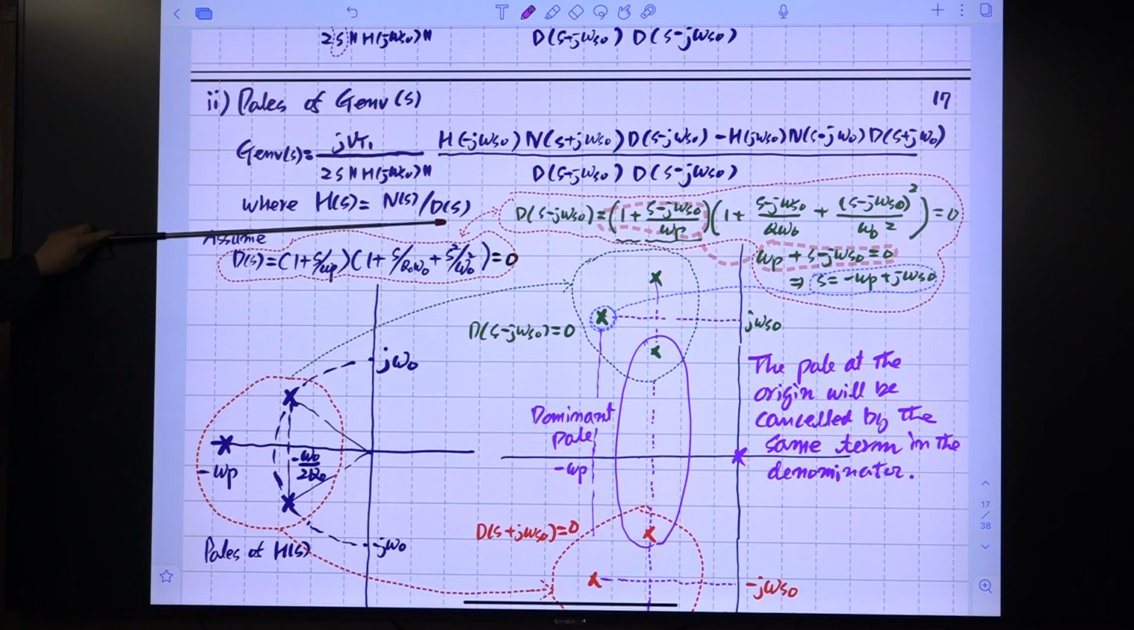Assume H(S) is known and expressed like this: N(S) divided by D(S). Usually N(S) is 1, in many cases. Okay? For a simple LCR-type circuit, this is always 1, okay? So you don't have to worry too much about this one, because this N becomes just unity. It's not there, right? So assume the denominator of this H(S) is expressed like this, right? So this is usually a double pole, okay? And we have an additional pole, okay?